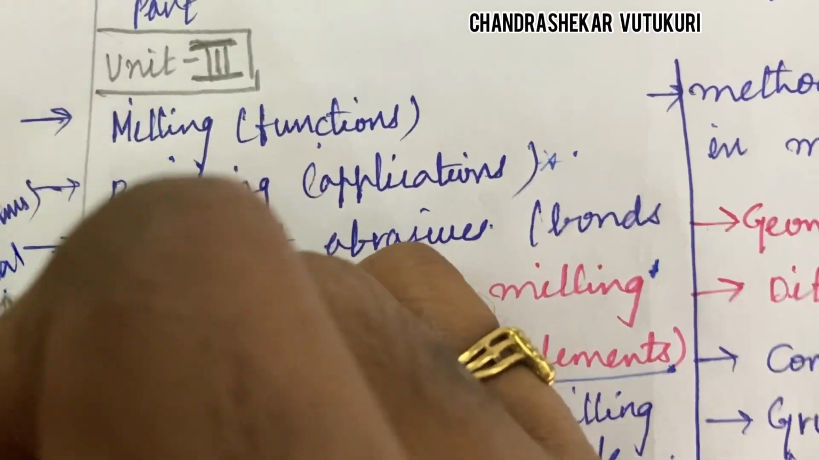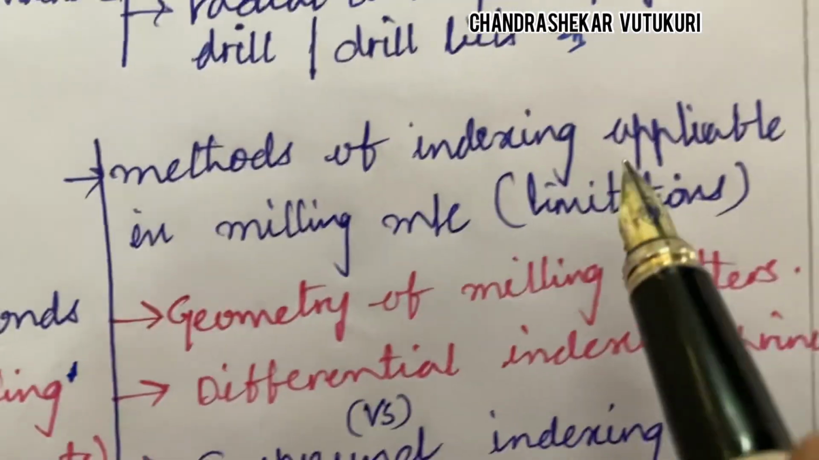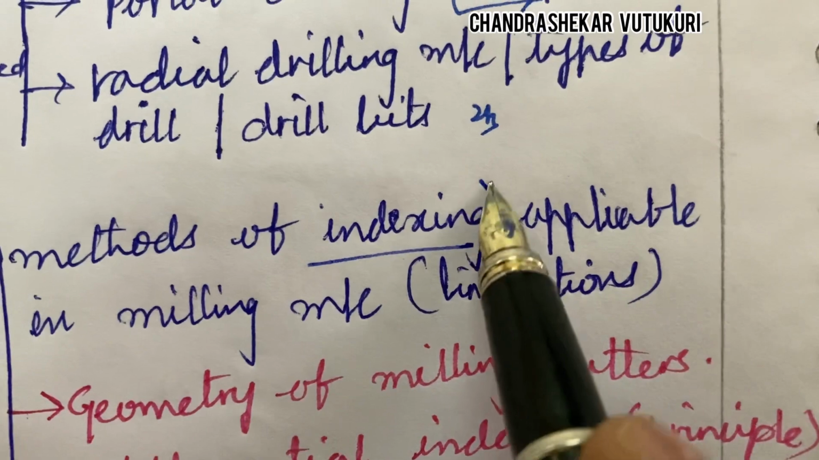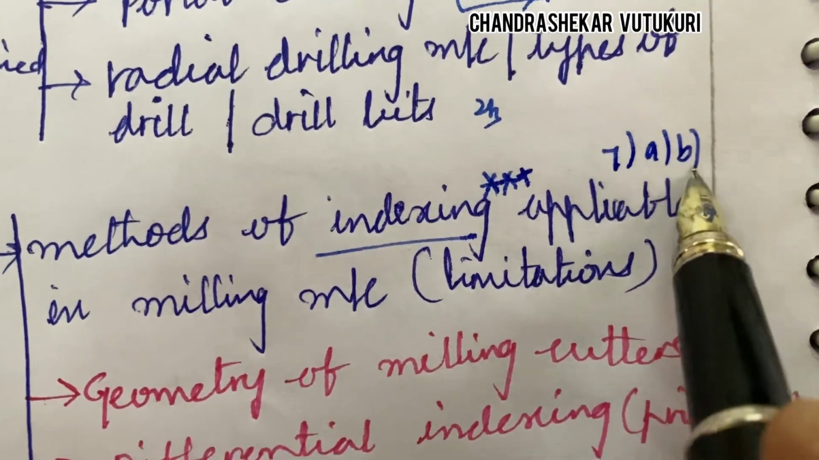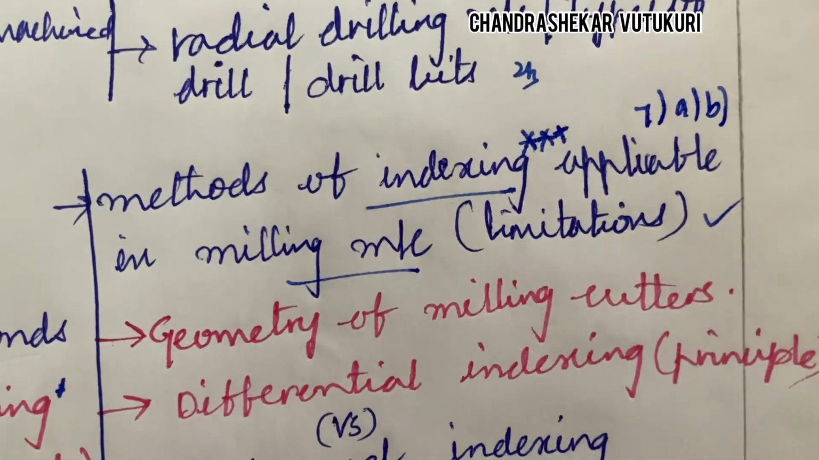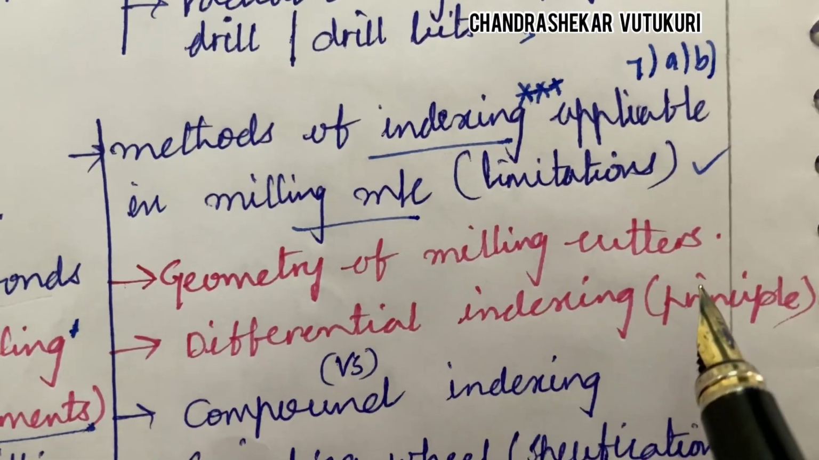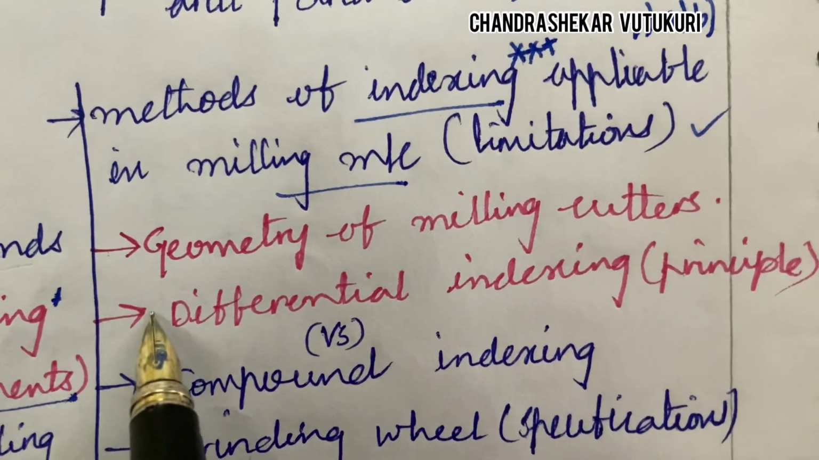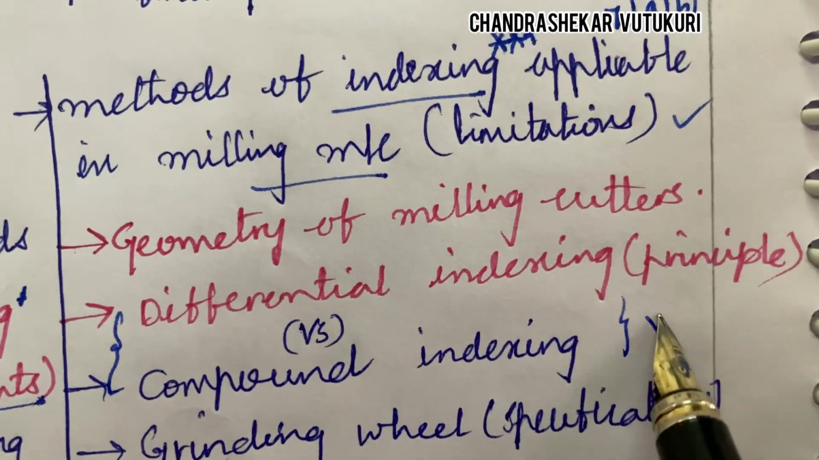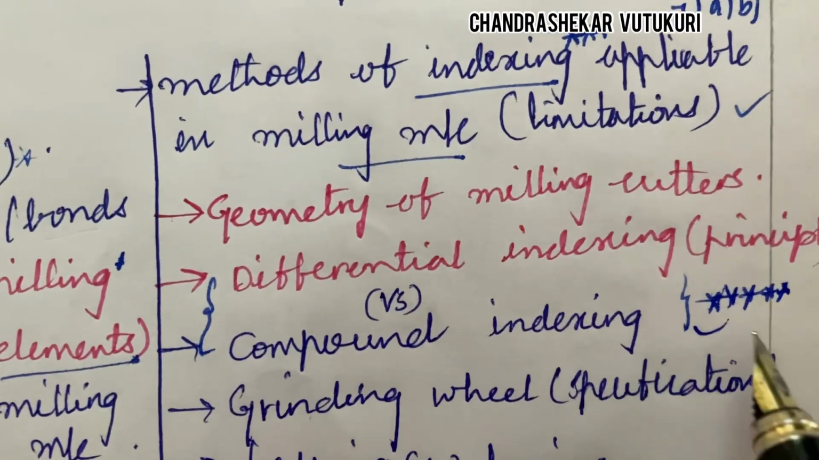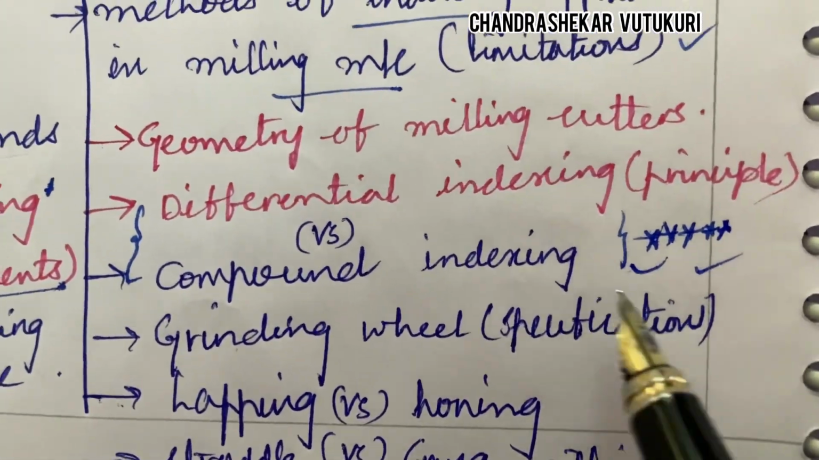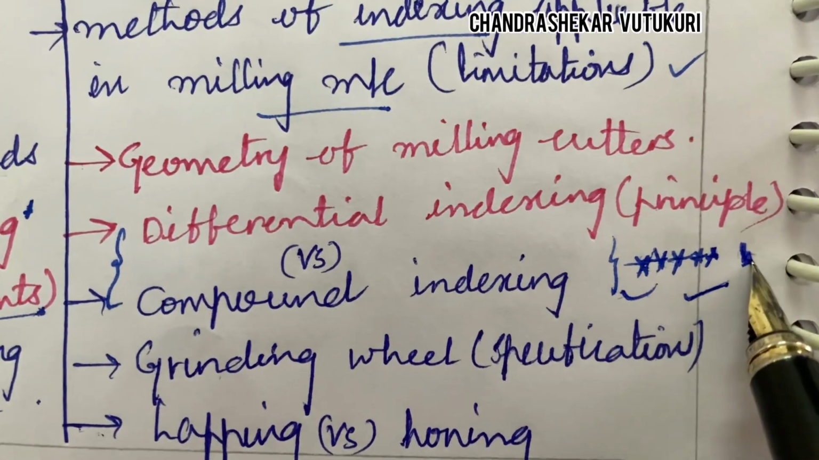This is 6A as well as 6B. The methods of indexing is said to be a topmost question, dear students. This is all about 7A as well as 7B: milling machine along with its limitations, geometry of milling cutters, differential indexing versus compound indexing. You are supposed to work out. This question is said to be a gunshot question in the question paper this time for sure. I can give a guarantee 100% so that you'll be getting 10 marks here.